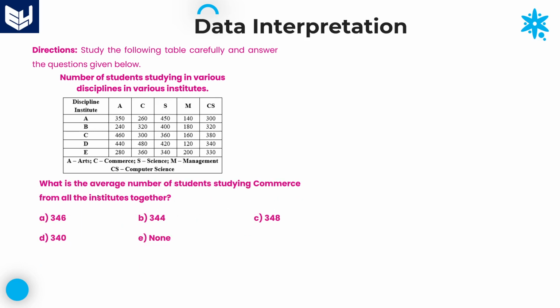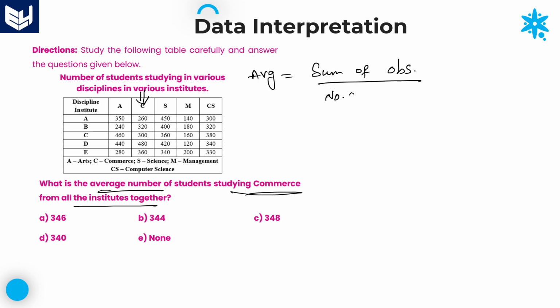Next question. What is the average number of students studying commerce? Here we need to calculate the average number of students studying commerce from all the institutes together. Commerce, that is the second column. We need to calculate the average. As we all know, average is equal to sum of observations divided by number of observations.